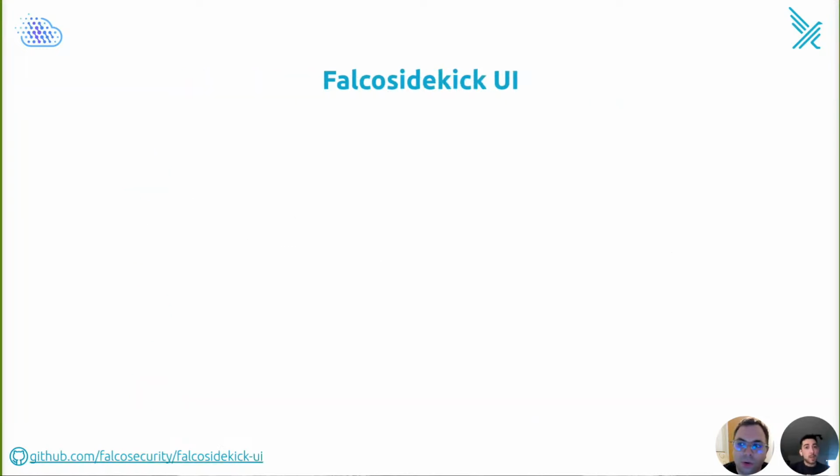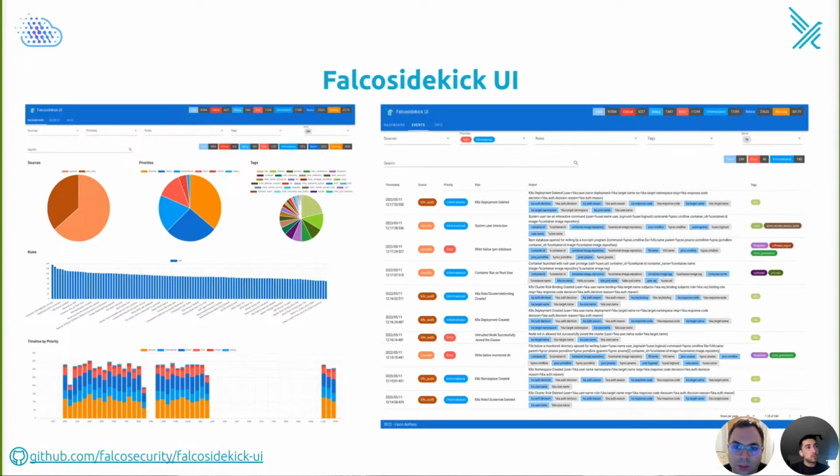Is that at the Falco level or the Falco Sidekick level, Thomas? Both. Before that, only Falco Sidekick was exposing Prometheus metrics, but now we are also providing metrics at the Falco level. Before that, we used a tool called gRPC Exporter. It was in charge of connecting itself to the Falco gRPC endpoint, collecting events, and exporting metrics. But now Falco exposes /metrics and gives metrics in the Prometheus metric format.